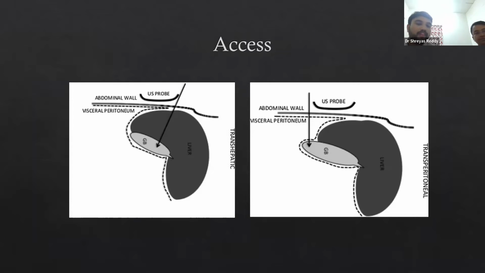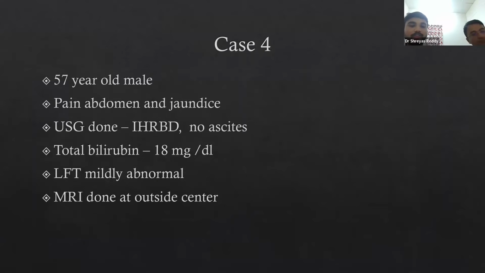So this is a 57-year-old male who came with pain abdomen and jaundice. Ultrasound showed IHBRD and no ascites. Total bilirubin was 18 milligram per deciliter. LFT is mildly abnormal and an MRI was done at the outside center. Luckily, we had the chance to review the MRI.